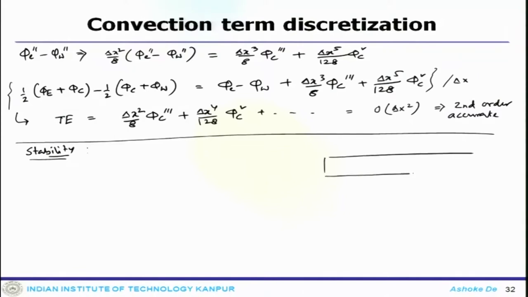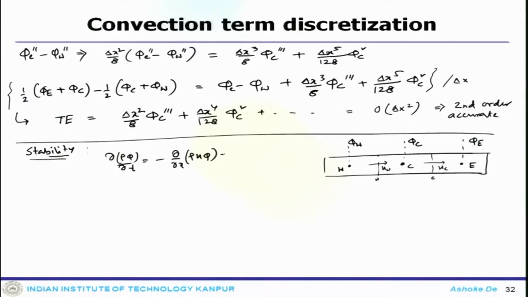For example, if one takes this kind of a stencil like this, C, east, west, so this is the W face, so this goes in this direction, this is UE, UW. Now, the scalar here is phi W, here is phi C, here is phi E. Now, the change of this term is nothing but del del x of rho u phi plus del del x of gamma del phi by del x plus the source term.